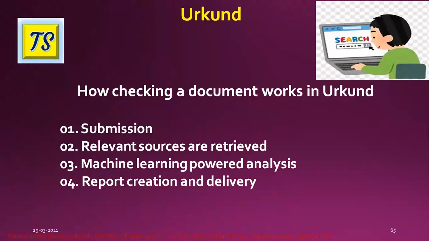How does checking the documents work? See, usually there are 4 steps. Any plagiarism checker follows these 4 steps. Your submission, then relevant sources will be retrieved and matched. The machine learning powered analysis, the algorithm behind this application, will trace the similarities. Then finally report generation. Only 4 steps. Your part is submission and getting the report. The second and third are machine related parts.